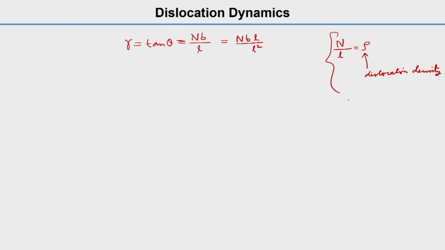So this is dislocation density. Here we can write N by L as rho, so N b L is equal to gamma, that's shear strain. Here I will write shear strain produced by the dislocation movement. Now we can take the time derivative.